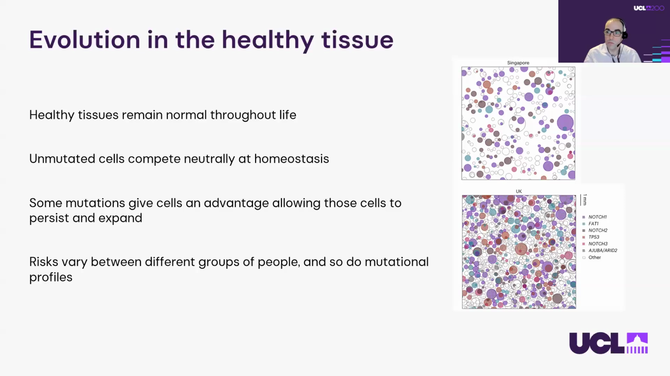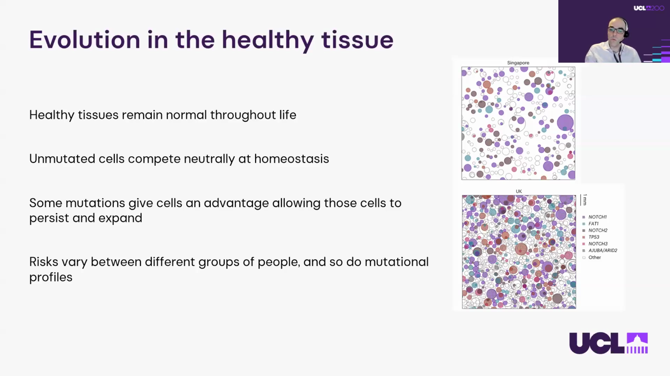As we get older, mutations occur. As I noted before, they can occur from intrinsic or extrinsic processes. Some of these mutations are going to give cells an advantage. They're in that competitive environment. So that is to say, they will allow those cells to persist and expand by giving them enhanced ability to replace others or resist replacement themselves.